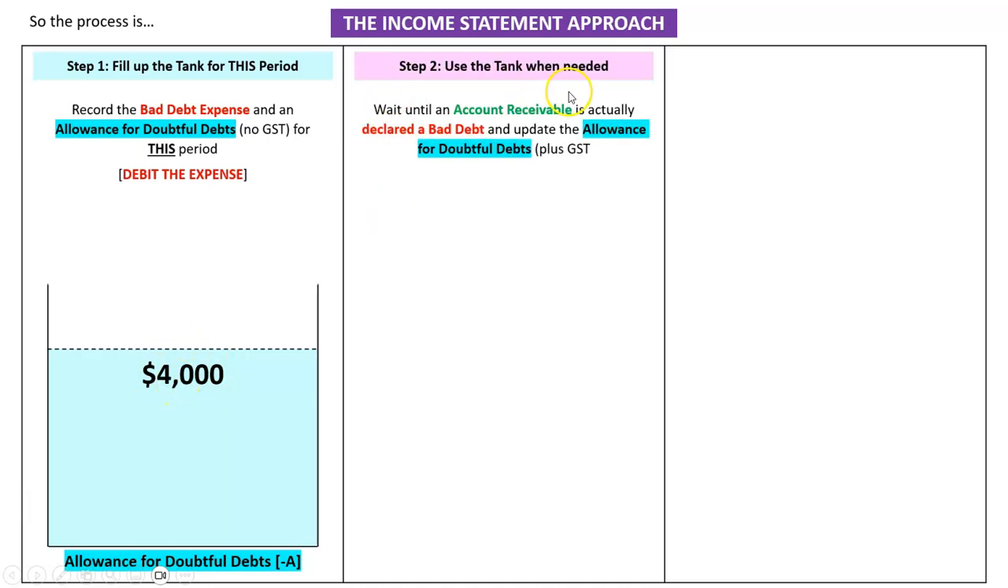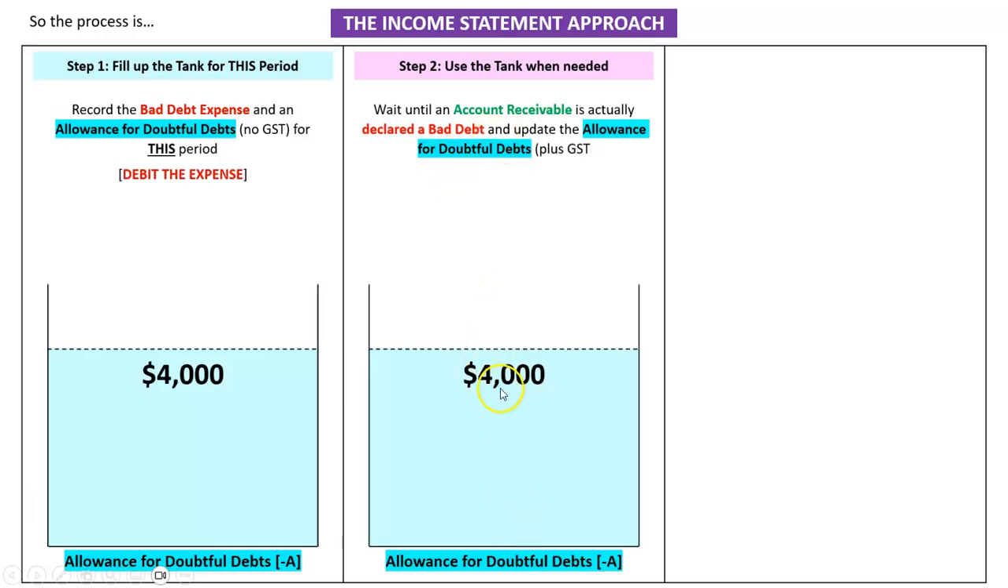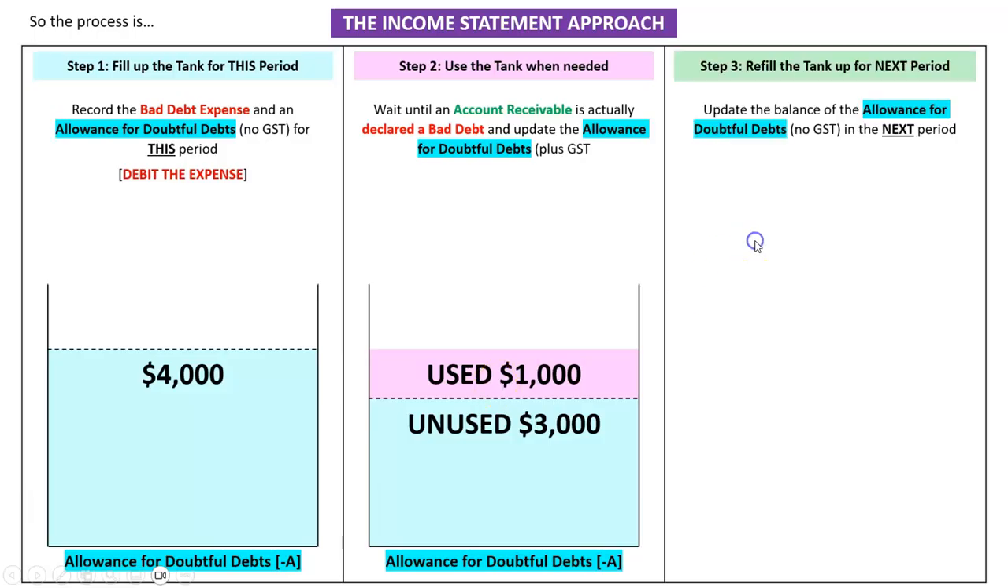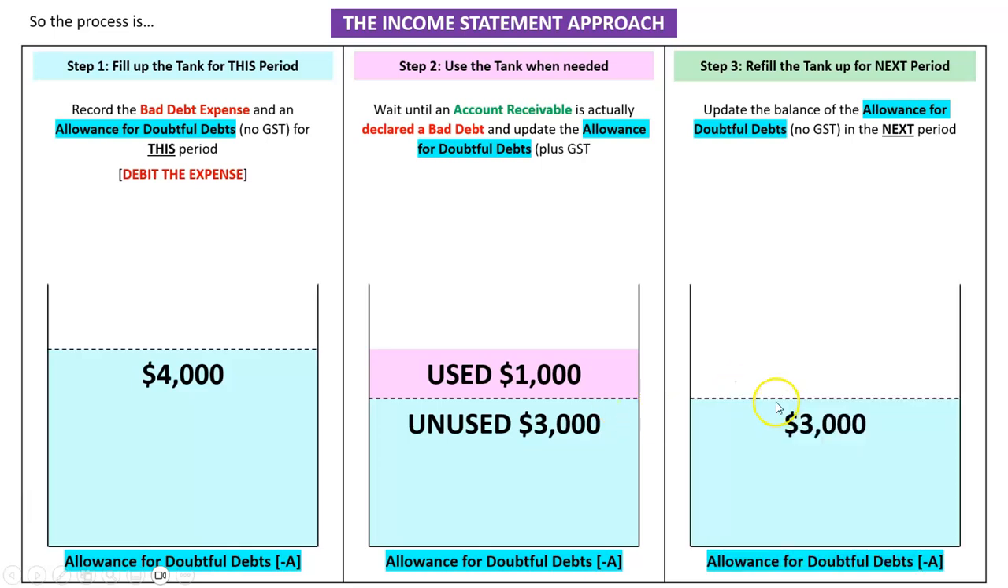Step two, use the tank when needed. Wait until an account receivable is actually declared a bad debt and update the allowance. So we had a balance in there of $4,000. Let's say an account receivable who owed $1,000 is declared bankrupt. Well, we're going to use $1,000 of that allowance. And step three, refill the tank up for next period. So update the balance of the allowance for doubtful debts without GST in the next period. So maybe we think we should allow for $5,000 in the future of accounts receivable to not repay, but we've only got $3,000 in there. So we would top it up by 2,000.